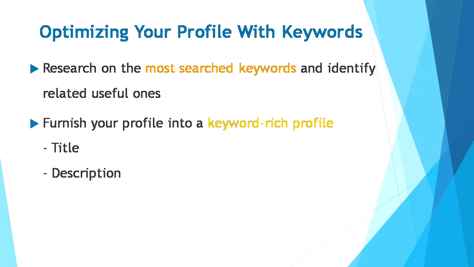Research on your desired clients and make a list of common keywords used within that field and industry. You can also use the Google AdWords keyword tool to figure out which terms will increase your likelihood of being discovered when searched. After you've identified the most searched and related keywords, your next step is to furnish your profile into a keyword-rich profile. First of all, make sure that your job title uses keywords that people will likely use when they're searching for the expertise that you offer. For example, if you're an expert in copywriting, make sure the phrase copywriter appears in your job title.